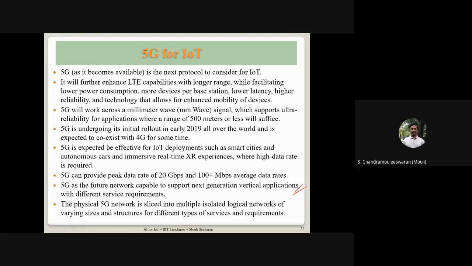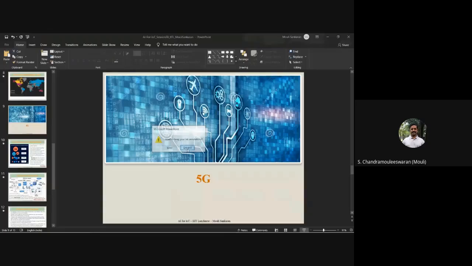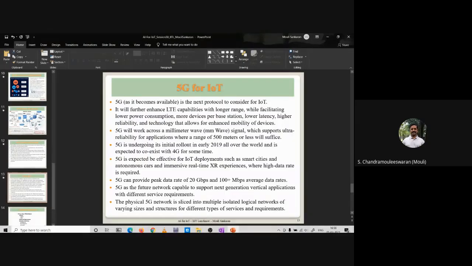So the physical 5G network is sliced, okay, into multiple virtual logical networks because it supports that virtual logical definition. So 5G can be used for different services. So I think this much of introduction is more than enough for you guys. And if you want to know, you can always read up more.